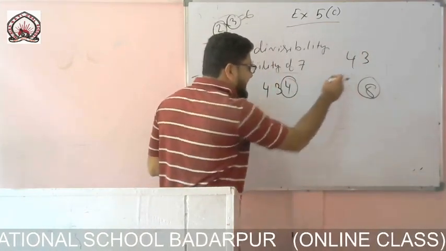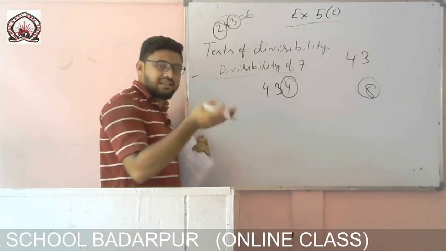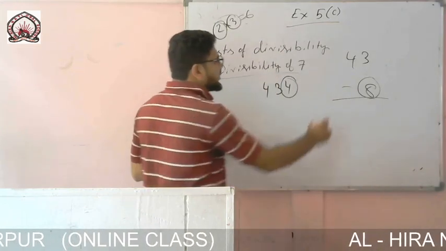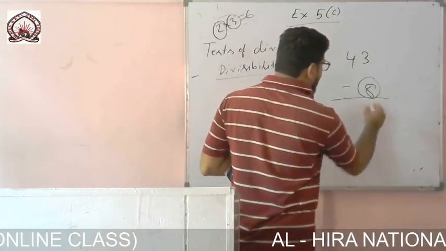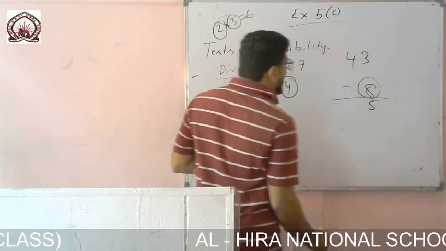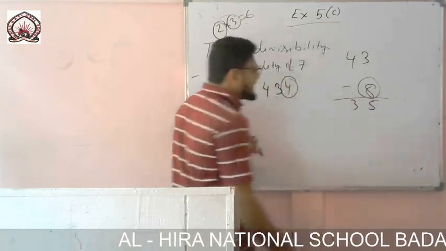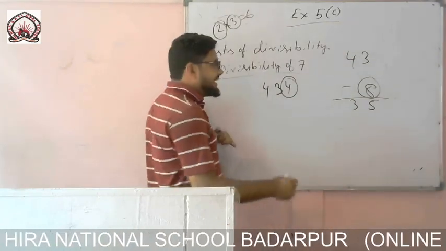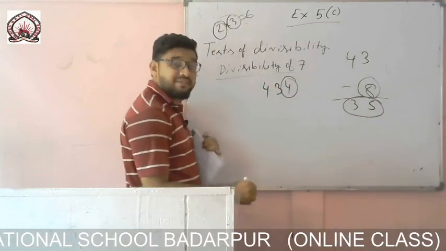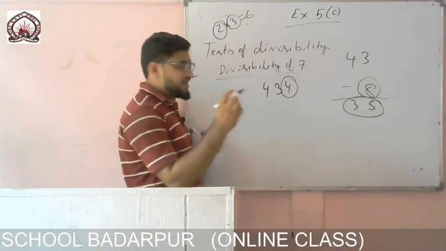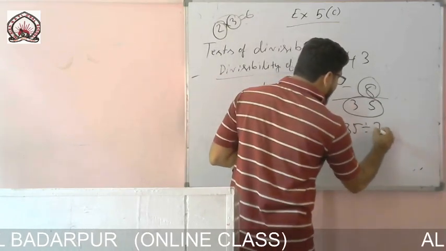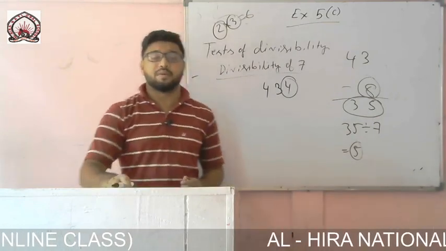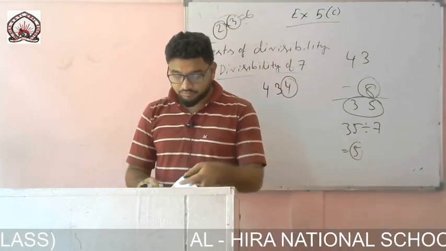Now we subtract it. If the result is divisible by 7, then the whole number is divisible by 7. So 43 minus 8, how much will it come? 13 minus 8 is 5, and 3 remains, so 35. So the difference is 35. If the difference is divisible by 7, the whole number is divisible by 7. So 35 is divisible by 7, answer 5, since 5 7s are 35. So the whole number is divisible by 7.